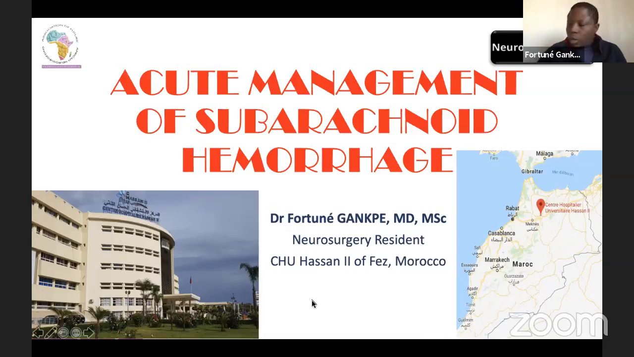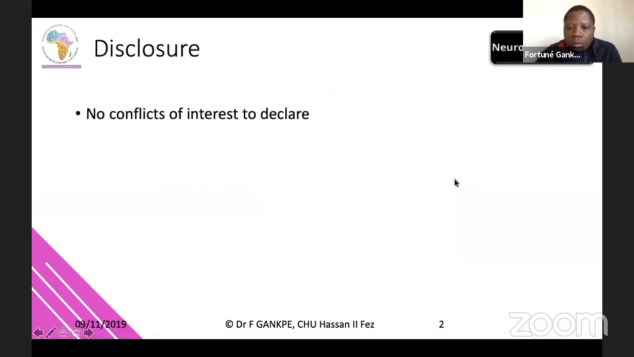As I told previously, it's a very great pleasure that I will be presenting this topic. Here is the main building of our hospital, Centre Hospitalier Universitaire. I took this image on Google Maps to show you the city of Fez. Disclosure: I have no conflict of interest to declare here.